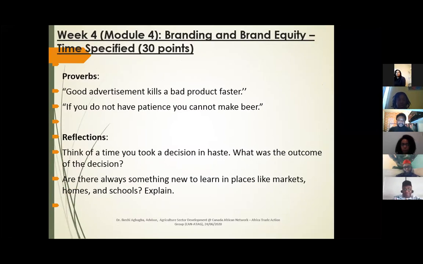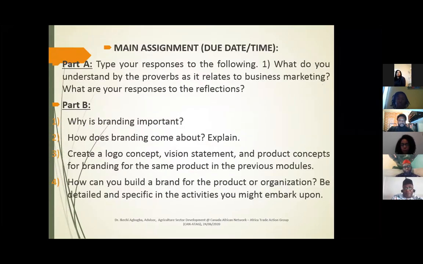Good advertisement kills a bad product faster. If you do not have patience, you cannot make beer. Reflections. Think of a time you took a decision in a haste. What was the outcome of the decision? Are there always something new to learn in places like markets, homes, and schools? Explain. So, thank you.